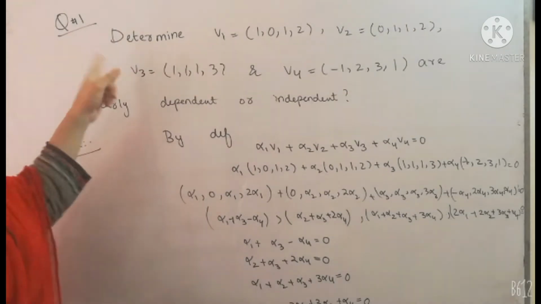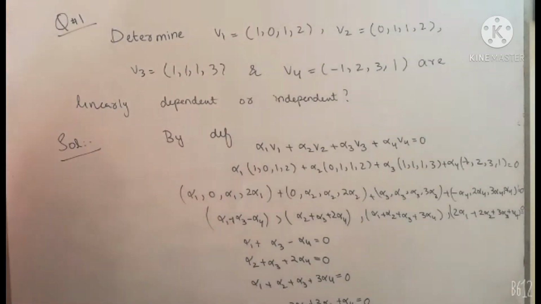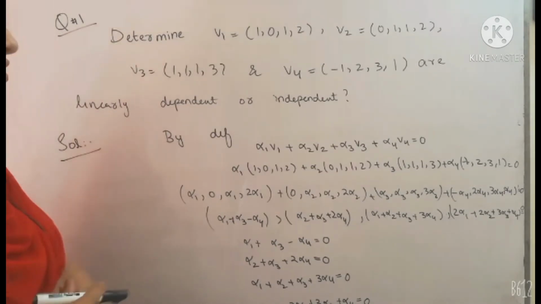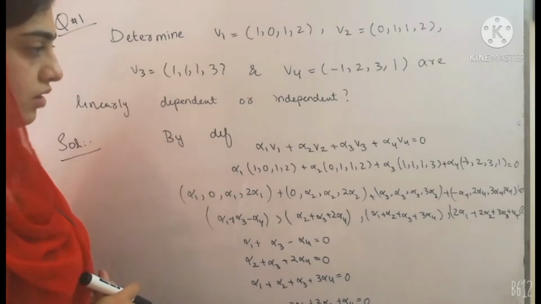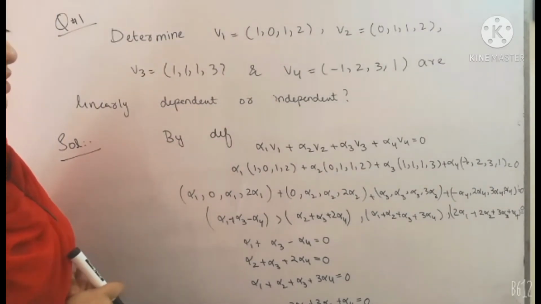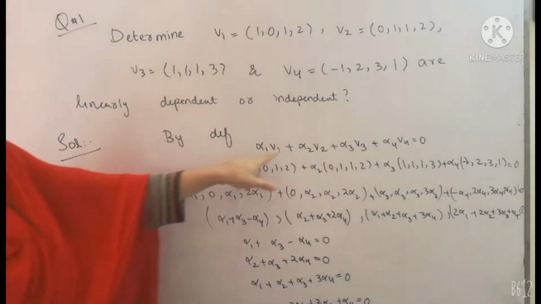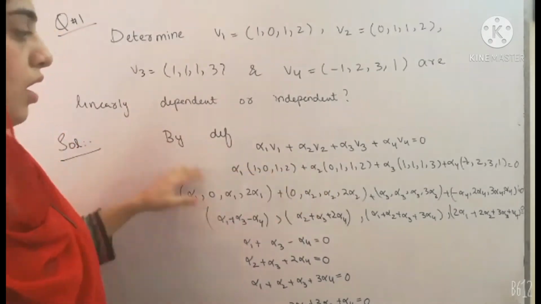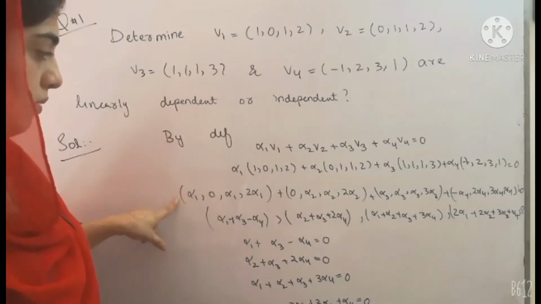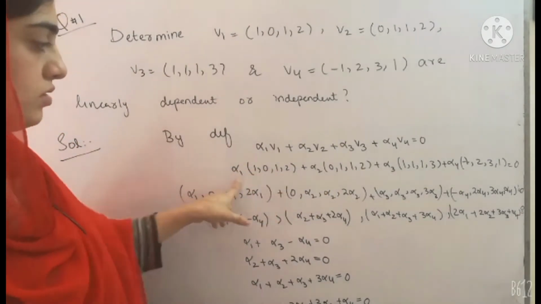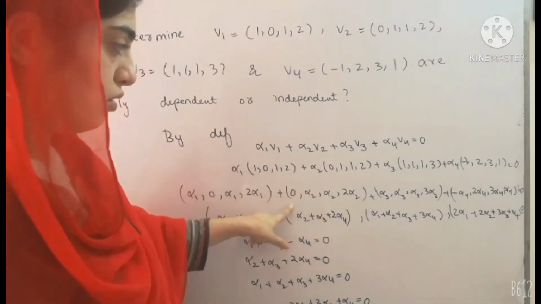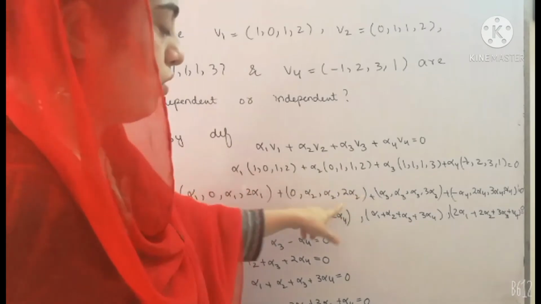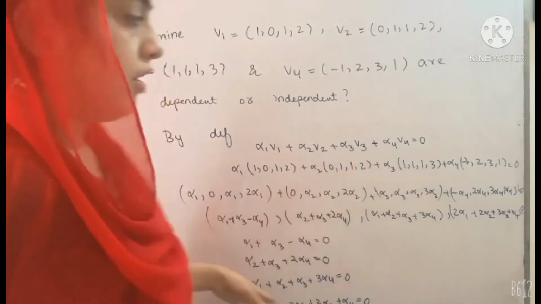Coming towards the question: determine whether these four vectors v1, v2, v3 and v4 are linearly dependent or independent. So we will start by the definition: alpha 1 v1 plus alpha 2 v2 plus alpha 3 v3 plus alpha 4 v4 is equal to 0. Put the values of v1, v2, v3, v4 and then multiply in this step: alpha 1 times 0, alpha 1, 0, alpha 1 or 2 alpha 1, alpha 2 multiplied by 0, 0, alpha 2 and 2 alpha 2, and similarly alpha 3 and alpha 4.